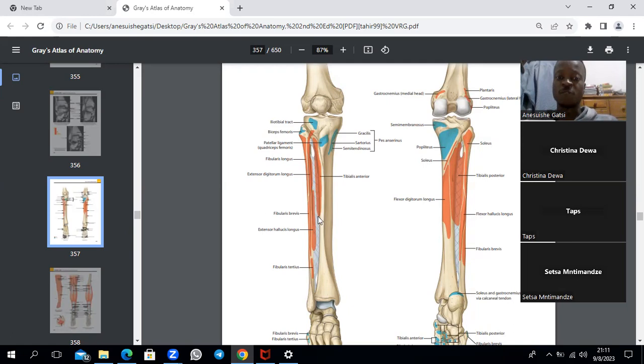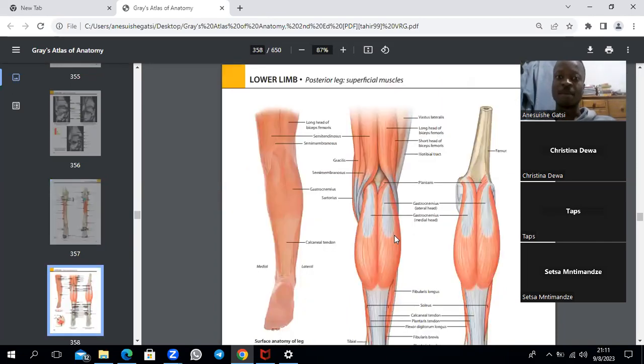Right. So the first port of call would be to show you guys that we have the tibia and the fibula. And just like in the upper limb where we had a radius and an ulna, joined by an interosseous membrane in between, in this case, I also have an interosseous membrane here that joins the tibia to the fibula. Right. So I want to focus more on the muscles that we have in the leg.